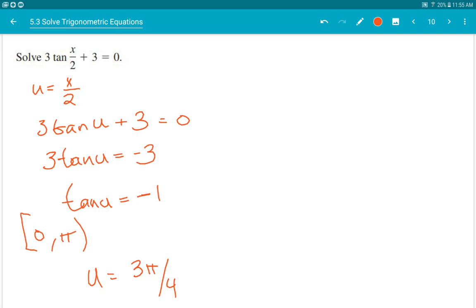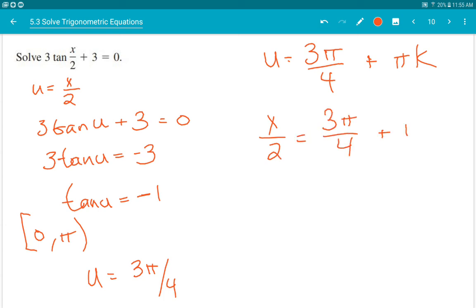But we're not solving for u, right? So again, there's no restrictions. So this is going to be u is equal to 3 pi over 4 plus pi k, because the period of tangent is pi. We substitute x over 2 into the equation. Okay, and then we're going to multiply everything by 2. So we're going to get 3 pi over 2 plus 2 pi k.